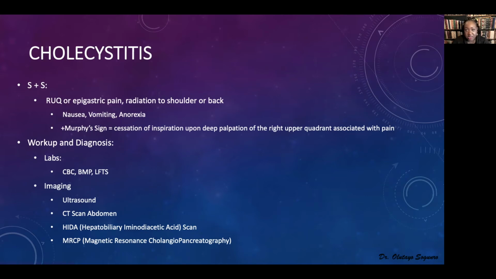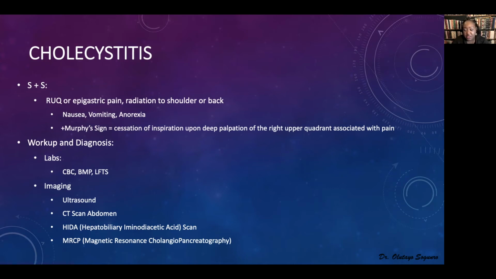Lab work, like we discussed, you want to make sure you look at your liver enzymes. And imaging can be an ultrasound, CT scan, HIDA scan, or MRCP. We usually start with an ultrasound. An ultrasound is both sensitive and specific for evaluating gallbladder disease. It should be the first imaging modality to use, and the only one really needed to make the diagnosis.